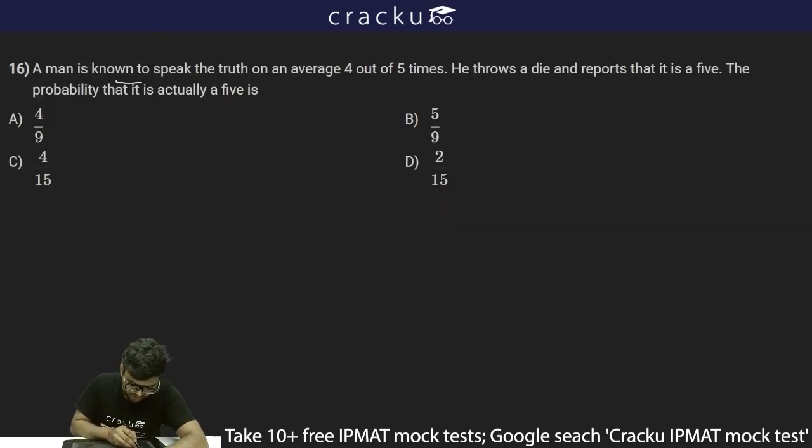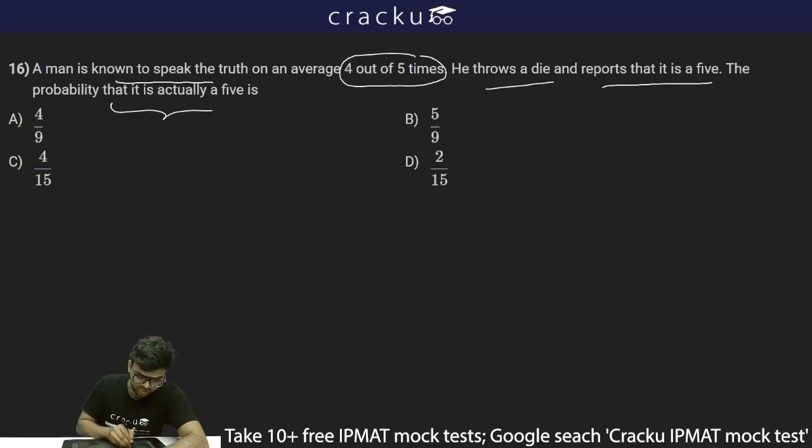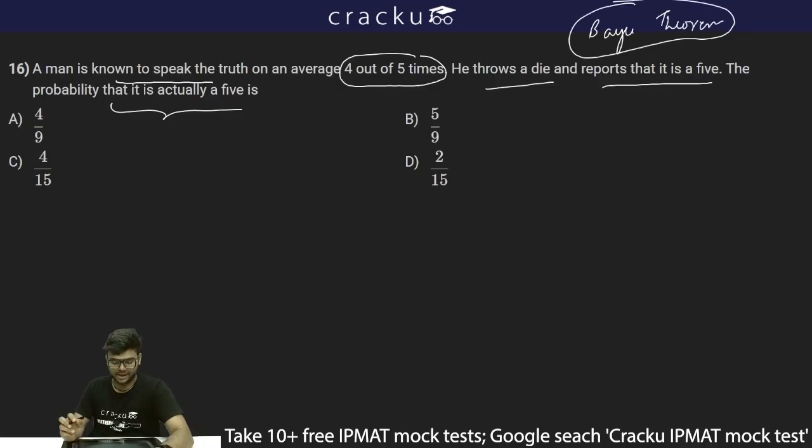A man is known to speak the truth on an average 4 out of 5 times. He throws a die and reports that it is a 5. The probability that it is actually a 5 is, so basically for these kind of concepts we have to use the Bayes theorem, which is based on the conditional probability.